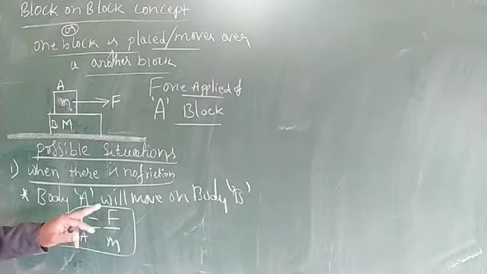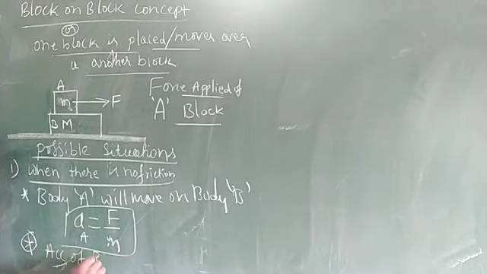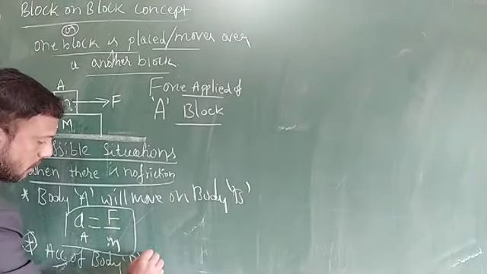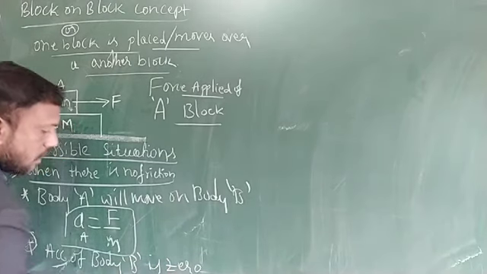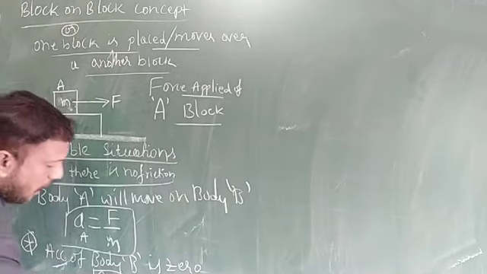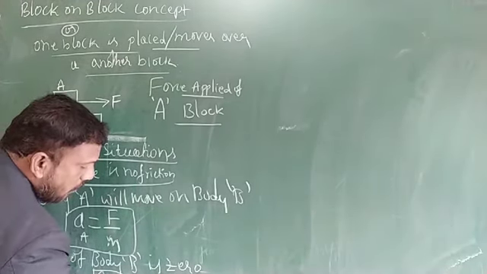Acceleration of the body A is F divided by small m, and acceleration of the body B is 0. It means acceleration of body B is equal to 0, so body B remains at rest.